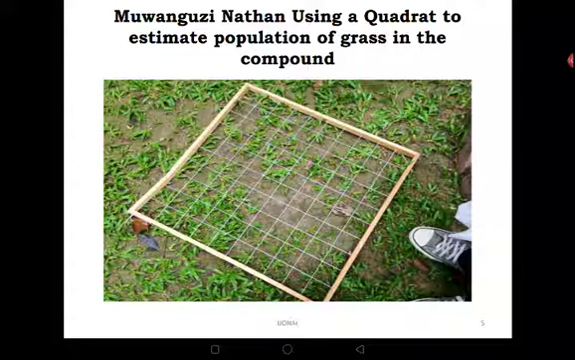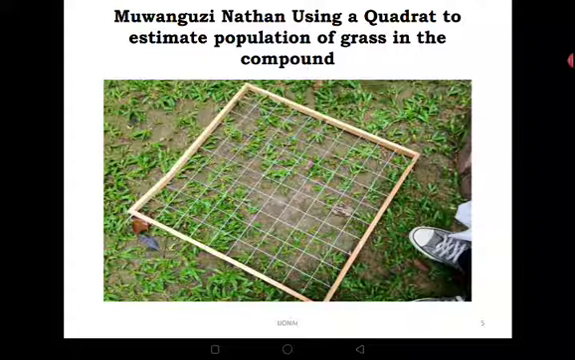Maybe they are 10, 15, and so on. Then get the average. By adding all of them, divide by the number of the quadrat dropped. And then that will be the number of organisms in 1 meter squared, if your quadrat is 1 meter squared. Then you can use that method to extrapolate for the whole size of the land that you have used. If it is a 100 meters squared, you can extrapolate.